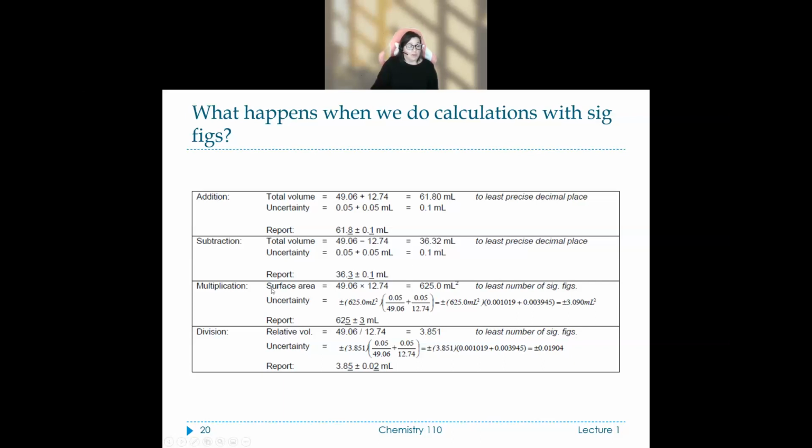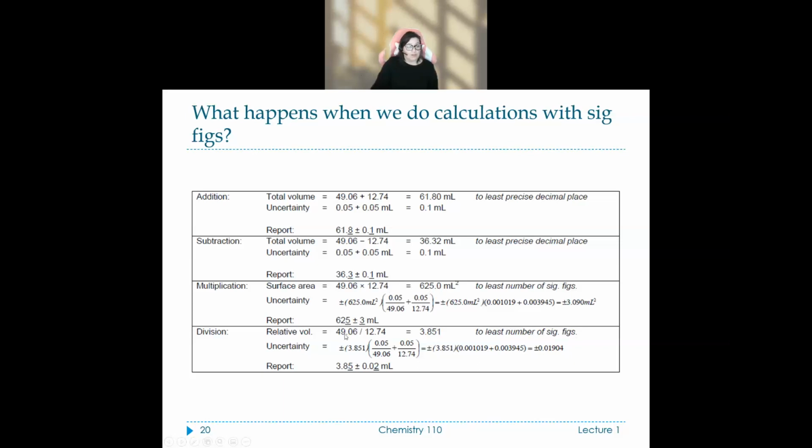If I wanted to do multiplication, I can do 49.06, again 4 sig figs, 2 beyond the decimal point, times 12.74, 4 sig figs, 2 beyond the decimal point. And I end up with 625.0. Now, why is this not just 625? Because 625 is only 3 sig figs. I need to have 4, because both these numbers have 4 sig figs in them. So that 0.0 is important, okay?